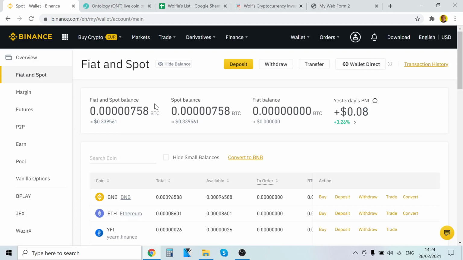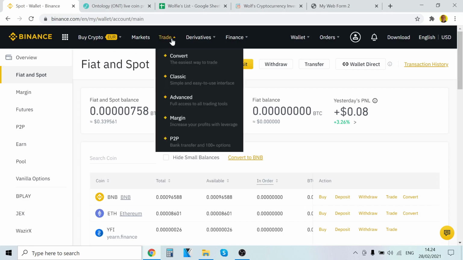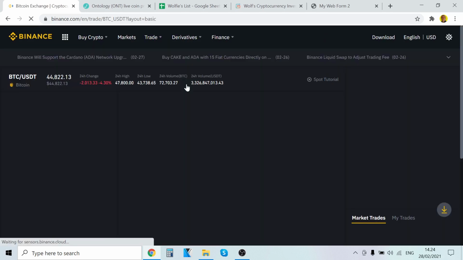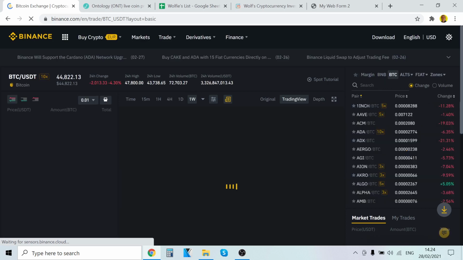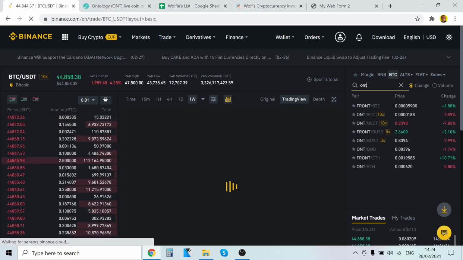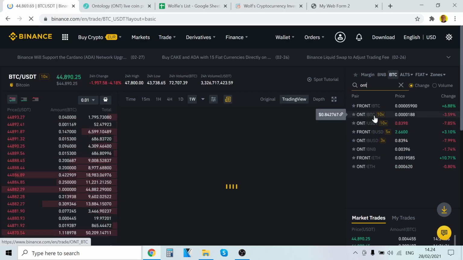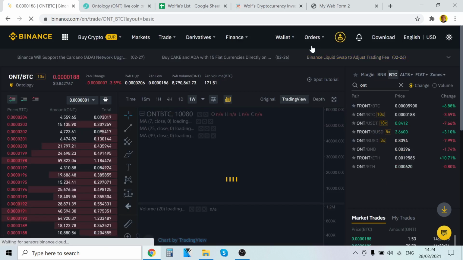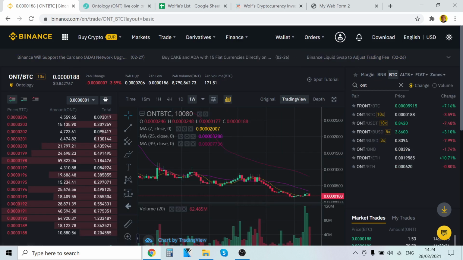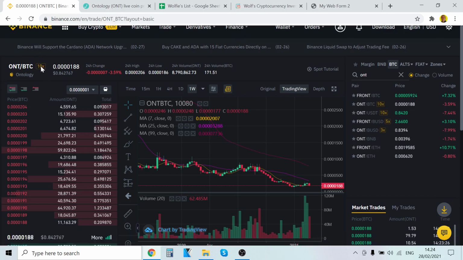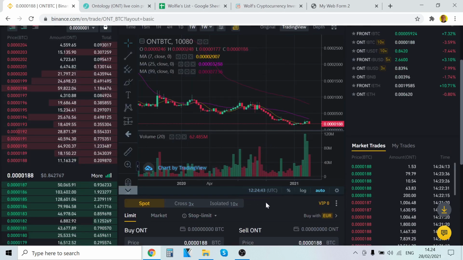Okay, so now to actually trade that Bitcoin into ontology, go to trade, go to classic, click the search and type in ontology. Now click ontology/BTC. Remember, we are now trading the Bitcoin you just bought with your credit card and trading that into ontology. And see, here's how you do it.